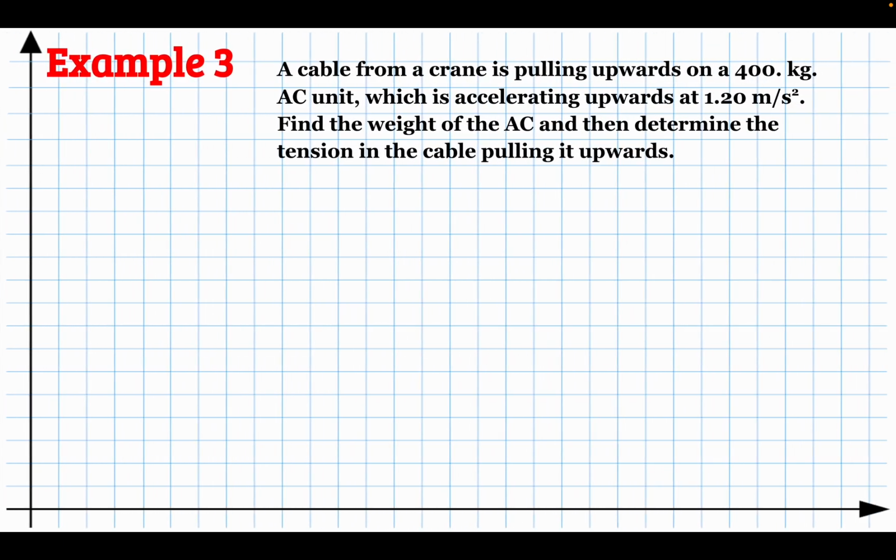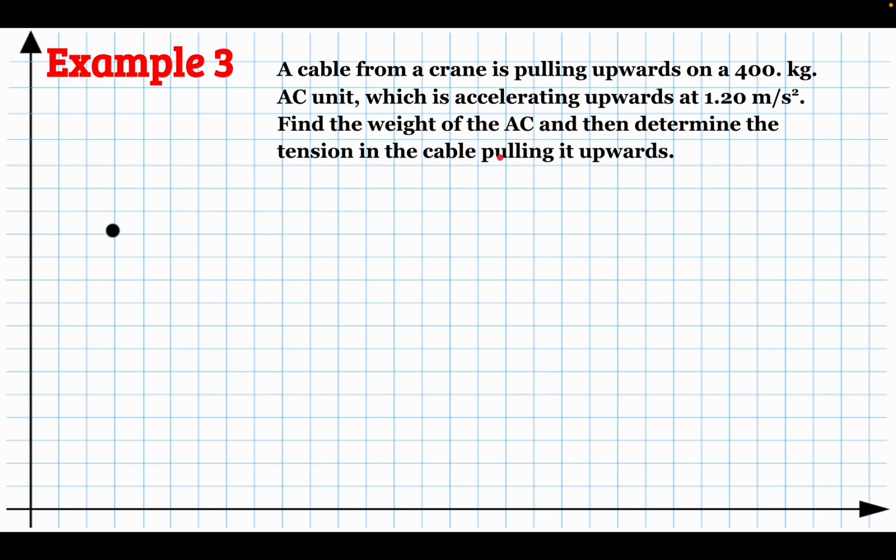All right, when you're solving a problem with vertical forces, you're going to do the same kind of thing. We have a crane pulling upwards on a 400 kilogram air conditioner unit. It's a cable, so we're going to use a tension, and it's accelerating upwards at 1.2 meters per second squared. We want to find the weight of the AC, and then we're going to determine the tension in the cable.